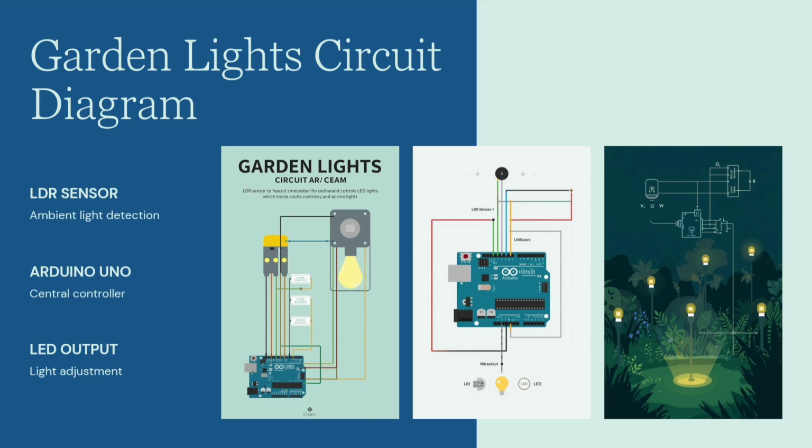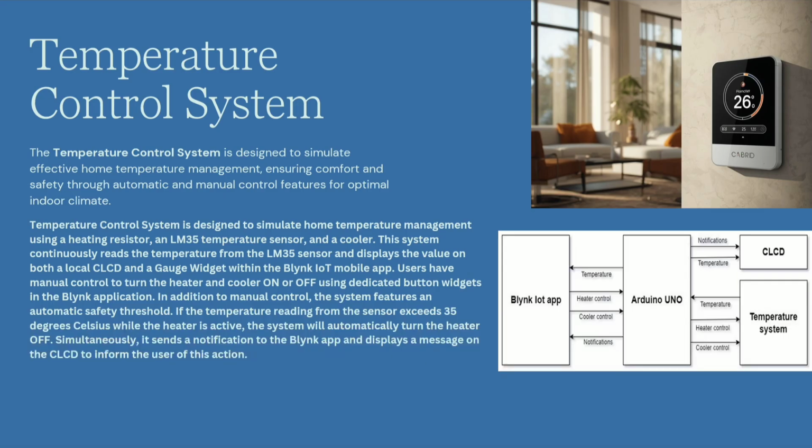Here is the temperature control system. Here you can see the temperature system and LCD display, the Arduino and the Blynk IoT app. These are the main components. Simulation of home temperature management using a heater, resistance, an LM35 temperature sensor and a cooler.